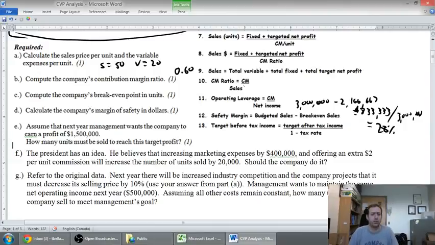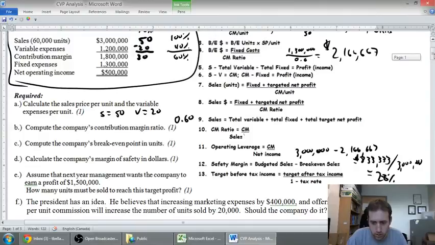The next question asks, assume that next year management wants the company to earn a profit of $1.5 million. How many units must be sold to reach this target profit? Okay, so here's a formula for it. Is it looking for sales in dollars or sales in units? How many units? So it's looking for units. If I were looking for dollars, I would use formula number 8, but I'm not. I'm looking at units. I'm going to use formula number 7.